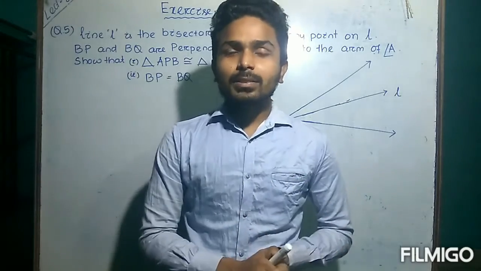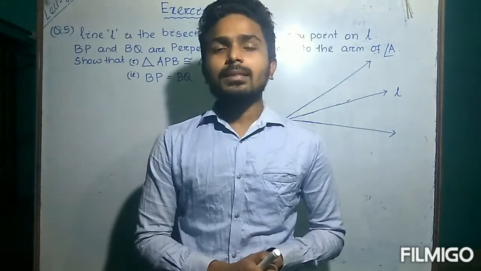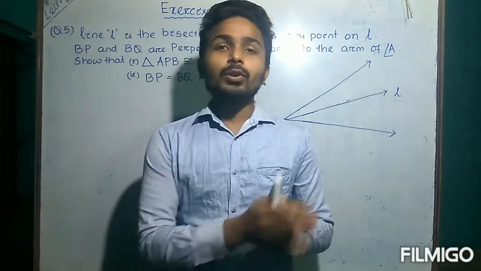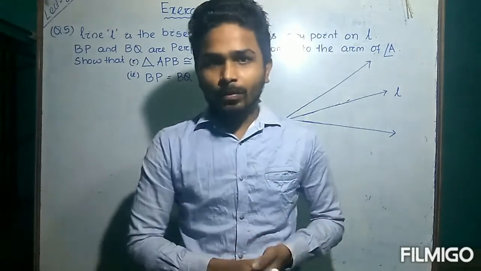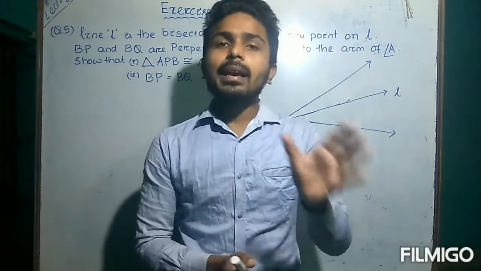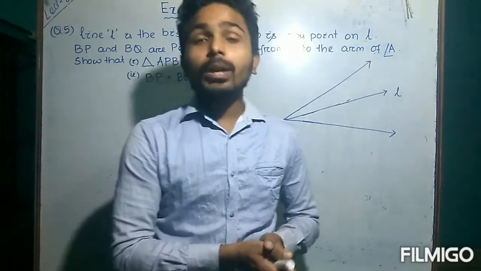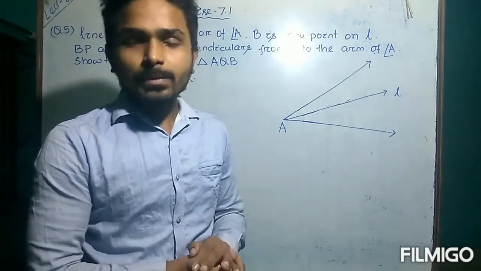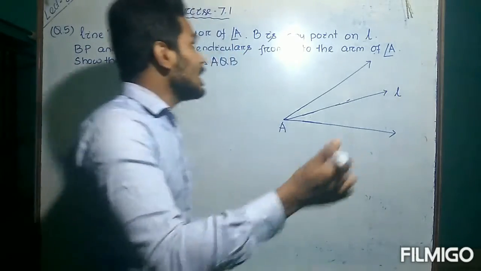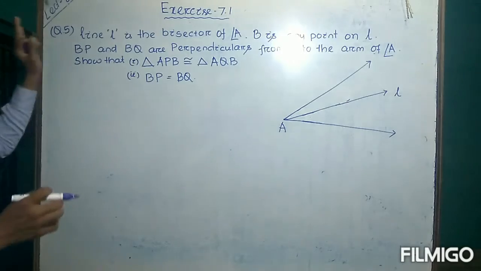In the previous two lectures, we have solved 4 questions from exercise 7.1 based on 2 axioms and 1 theorem, that is ASA and SAS congruency, right? And today in this lecture, we are going to solve another 2 problems from the same exercise. So let us start with question number 5.